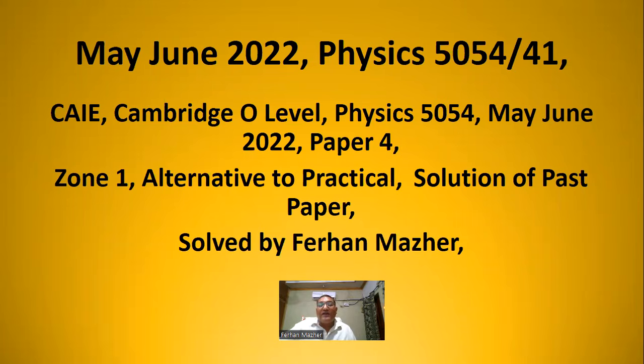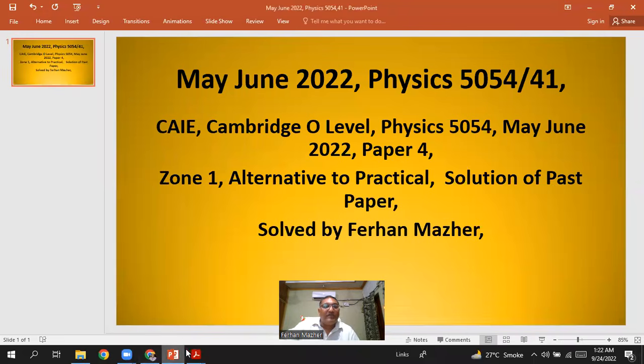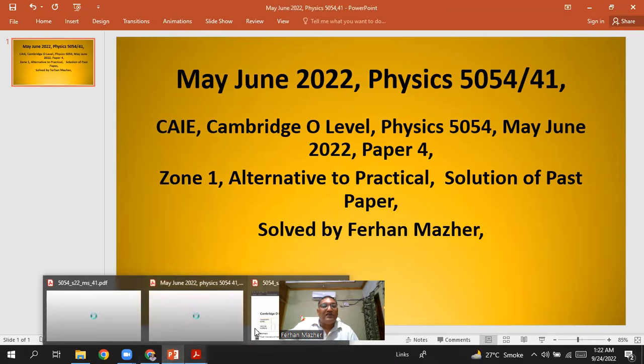Physics 5054. Today we have set our heart to solve a paper 4. We call this alternative to practical. We also call it ATP, and today we have selected May-June 2022 for one paper. And let's start this paper. The total marks for this paper are 30 and 1 hour is allowed to complete this paper. So let's start this paper.